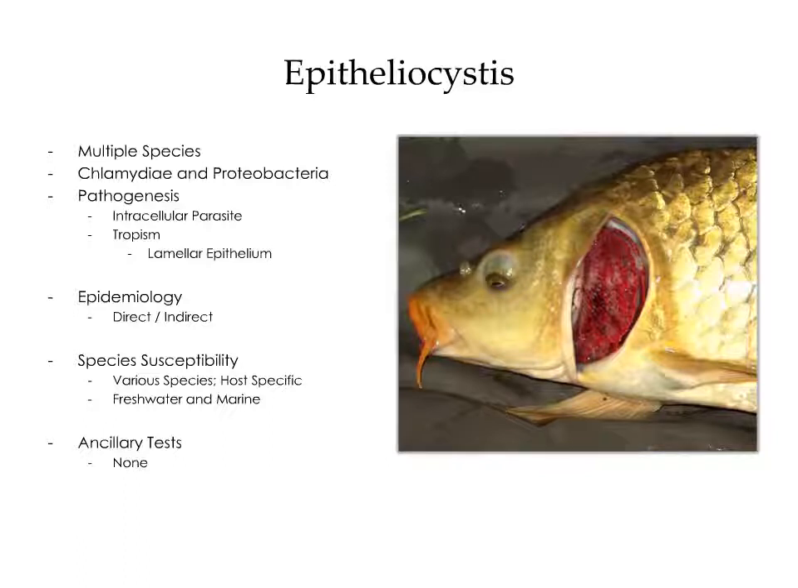The image to the right is an example of some of the gill lesions that can occur with heavy infections. Notice the pale mottling and the scattered foci of hemorrhage and congestion.